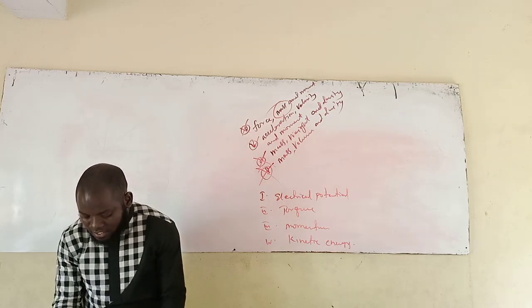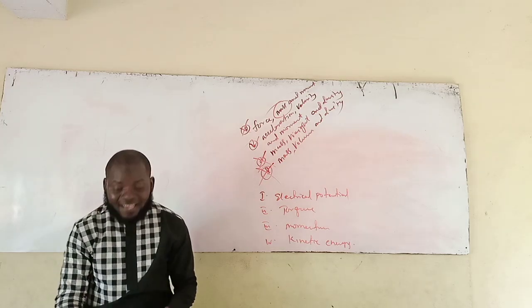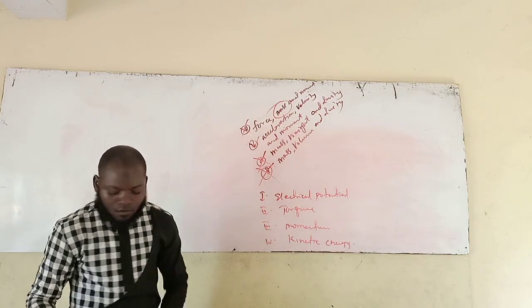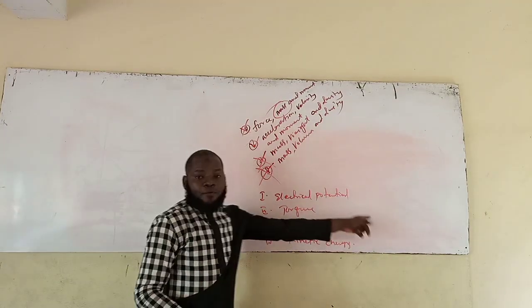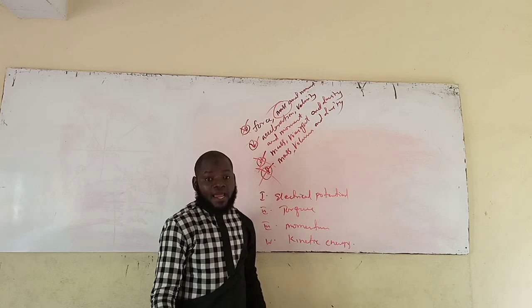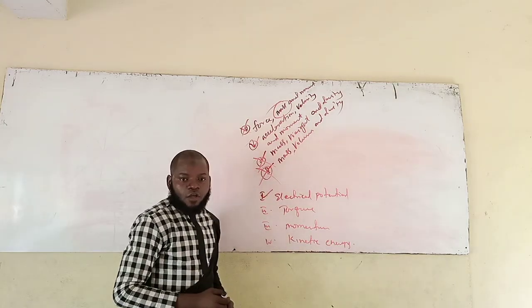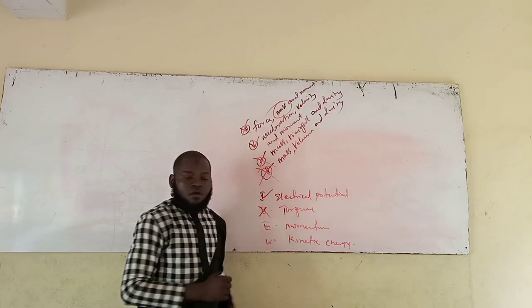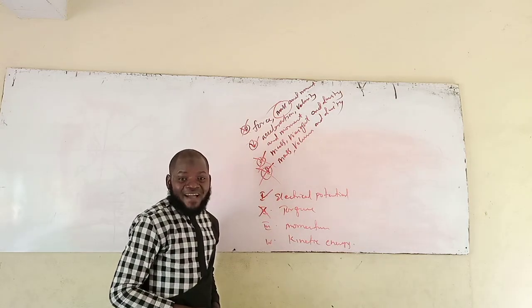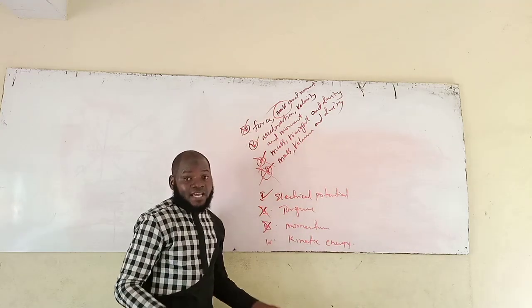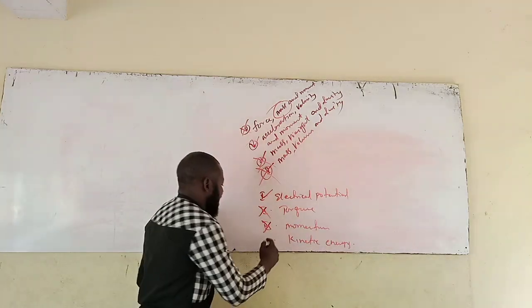That's the question. The question says, which of the following quantities are scalar? So for us to know the one that is scalar here, we need to understand that electrical potential is the same thing as potential energy. So it is a scalar. Torque is the moment of a couple, is a vector. Momentum is a product of mass and velocity. It's a vector, so it's not a scalar. Kinetic energy, we said it, all forms of energy are scalar.